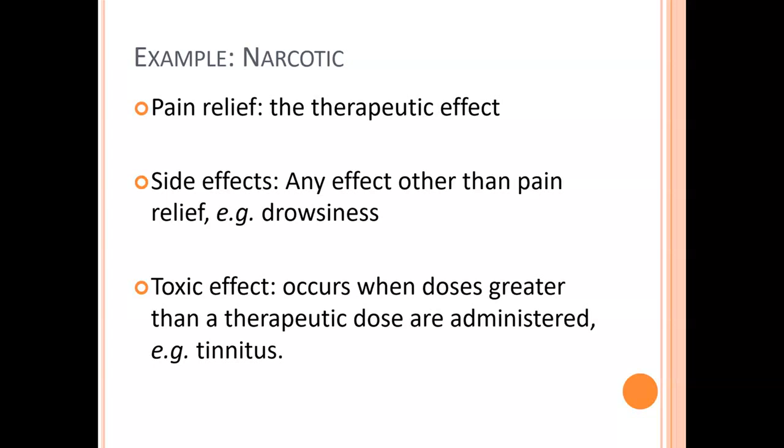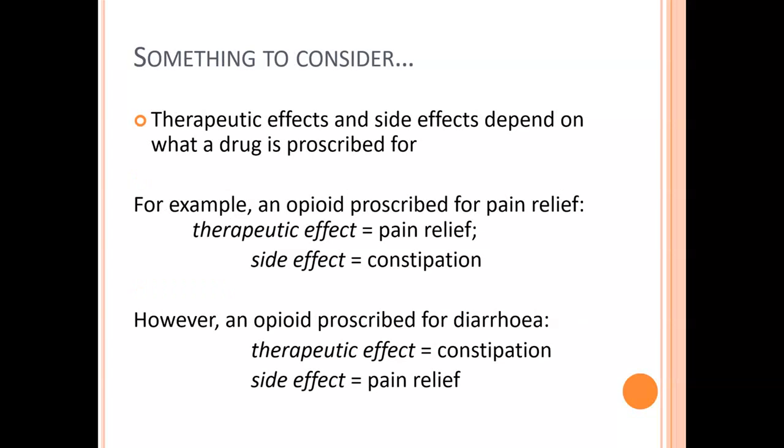It's another good example of not a side effect, but a toxic effect that can occur from exceeding the safe level of the drug in terms of dosage. So something to consider, therapeutic effects and side effects depend on what the drug is prescribed for. So back to our opioid example, the therapeutic effect might be pain relief, that's what it's prescribed for, and the side effect is constipation. However, if you are experiencing diarrhea, you might be prescribed an opioid.